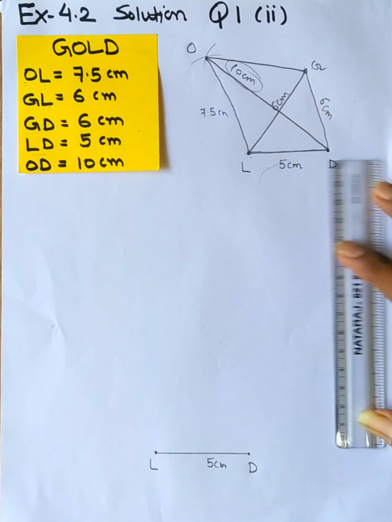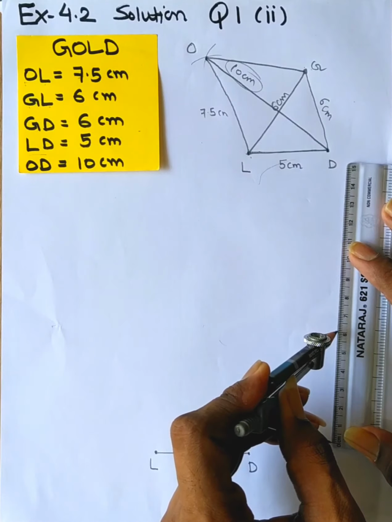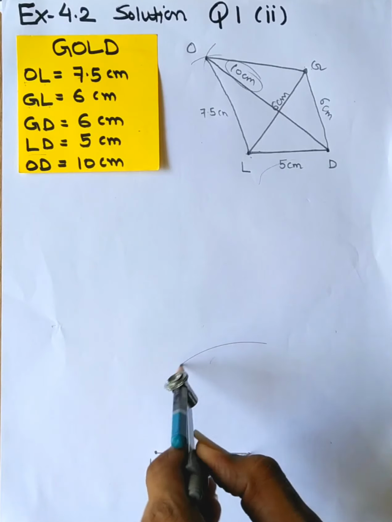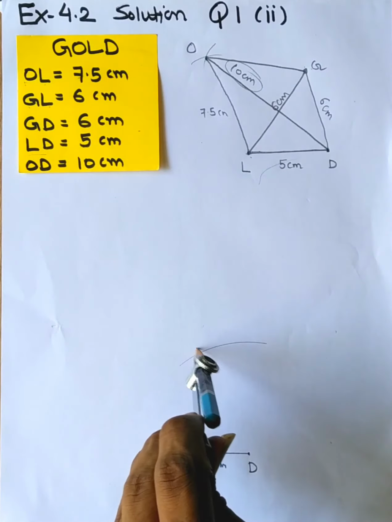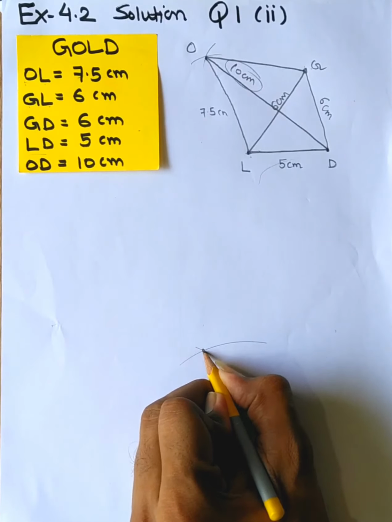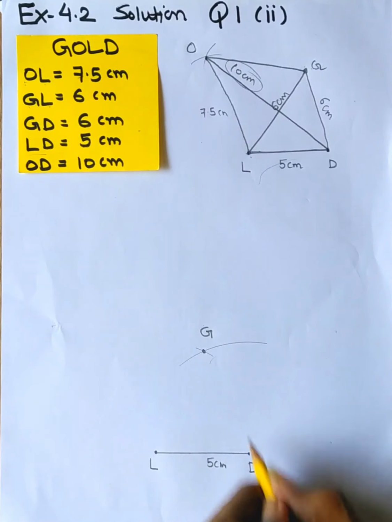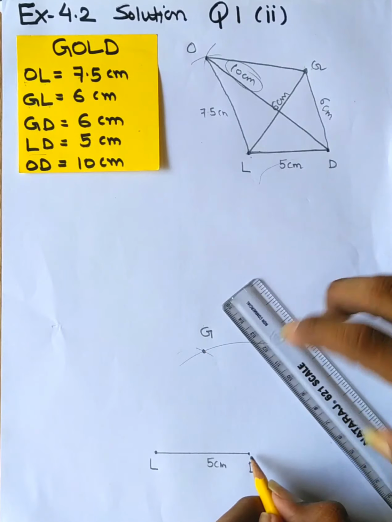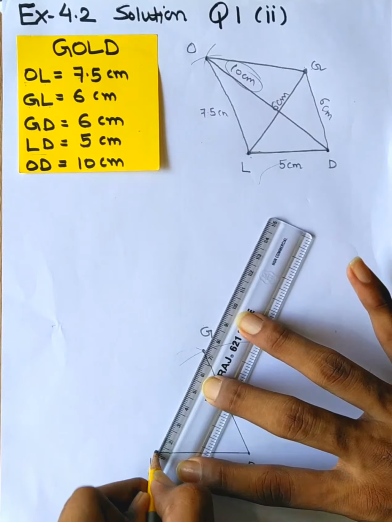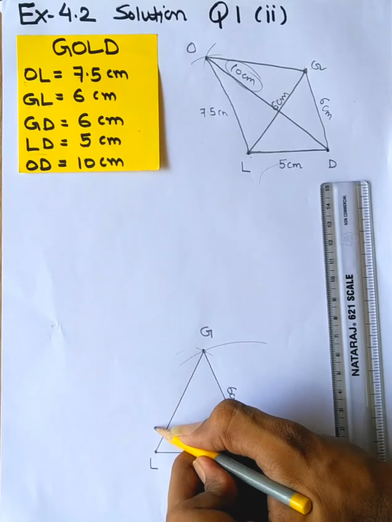So from 0 to 6 centimeter we will take, and we will draw an arc from D as well, and 6 centimeter from L as well. Okay, so our arcs are intersecting at a point which we will name as G. Okay, 6 centimeter from D, 6 centimeter from L. Let us join both. So from D to G and from L to G. From both we have drawn 6 centimeter.